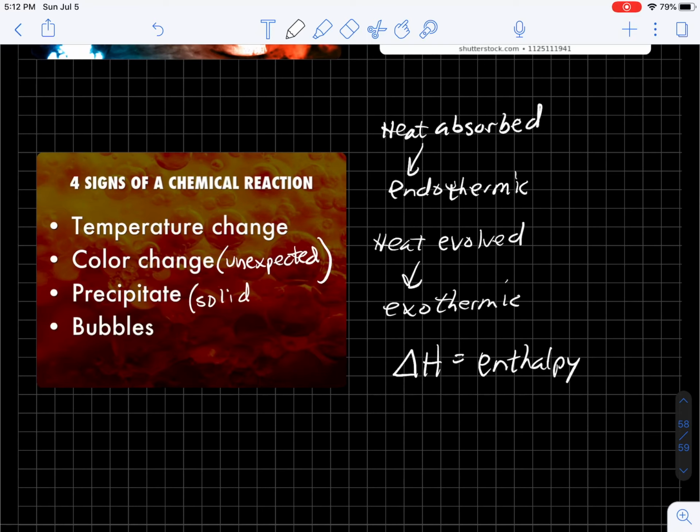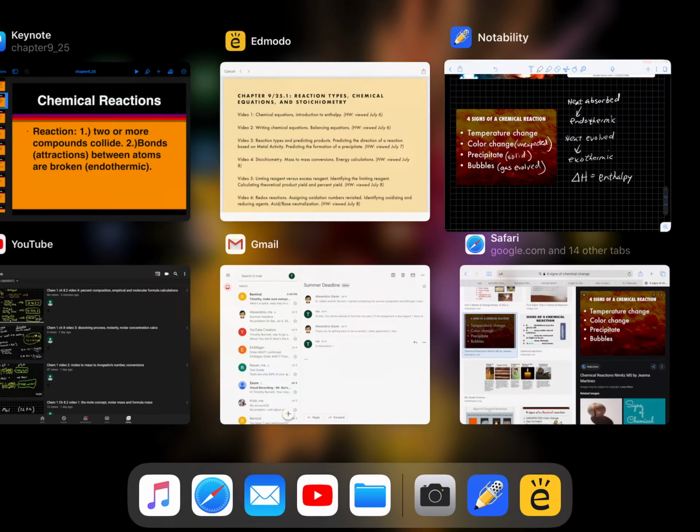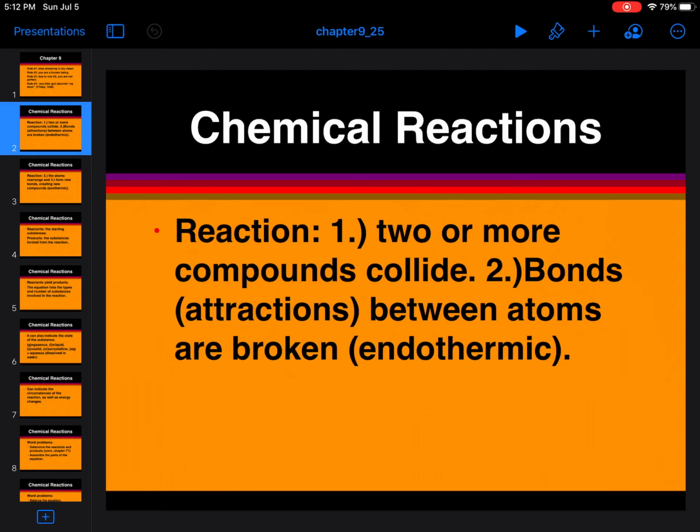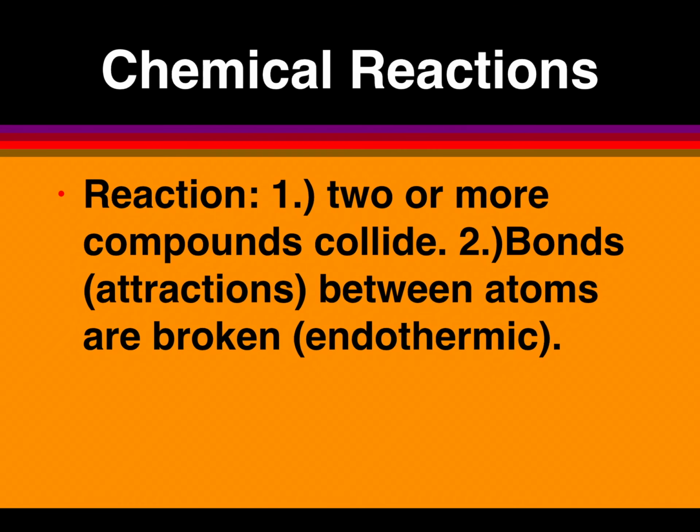A precipitate is a solid. Pour two liquids together and a solid comes out of it. And bubbles is a childish way of saying gas evolved. So that's why I used it. Gas evolved. All right, so four signs of a chemical reaction. Let's go to your notes on the chapter.